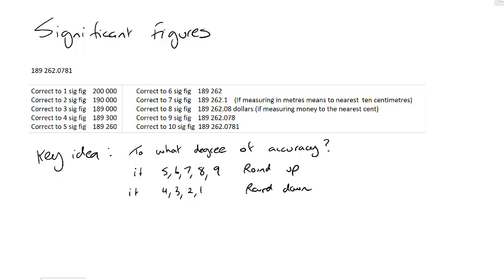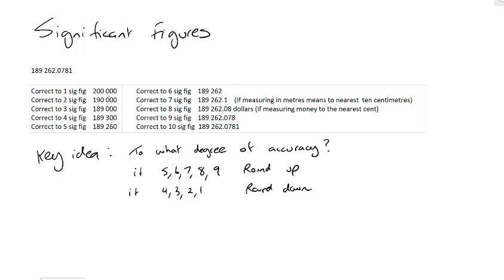Okay, so this video is going to go through significant figures, and after going through the idea, we're going to do 100 examples. Alright, so if we have the number 189,262.0781, we can look at that in terms of different numbers of significant figures.